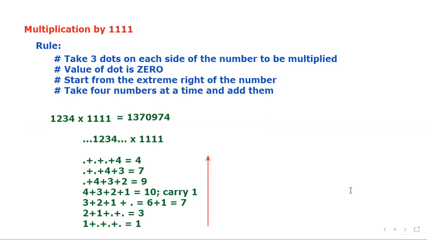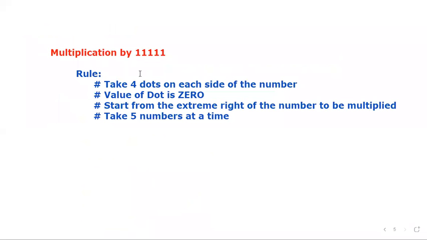Now similarly, if we have to multiply by 5 ones, everything will remain the same. The only difference is we will be taking 4 dots on each side of the number, and this time we will be taking 5 numbers at a time. Thank you.